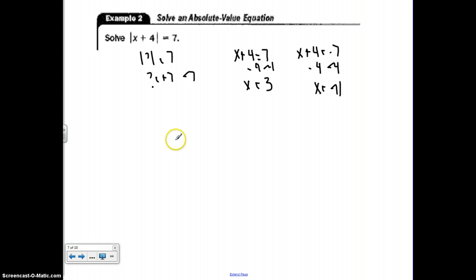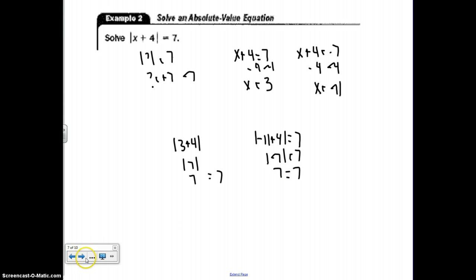So what does that mean? Well, if I put 3 in place of x, if I do the absolute value of 3 plus 4, that's the absolute value of 7, which is 7. That's what I'm supposed to get. If I put negative 11 in place of x, so if I do the absolute value of negative 11 plus 4 and set it equal to 7, I get the absolute value of negative 7. And that's going to equal 7 too. So 7 equals 7.